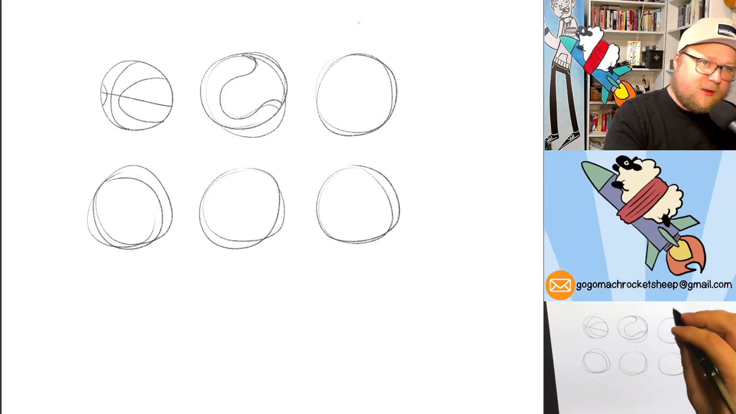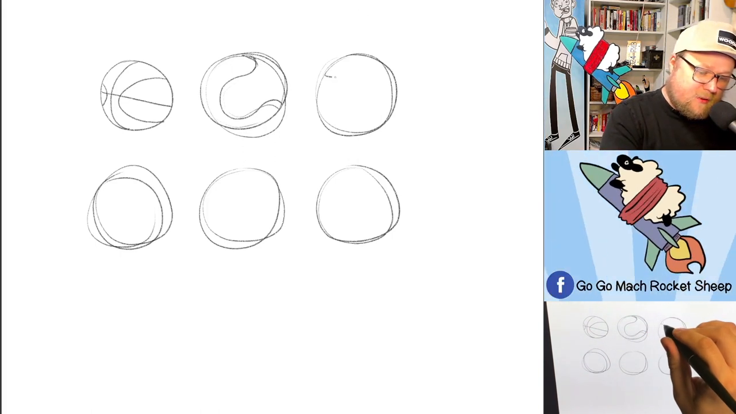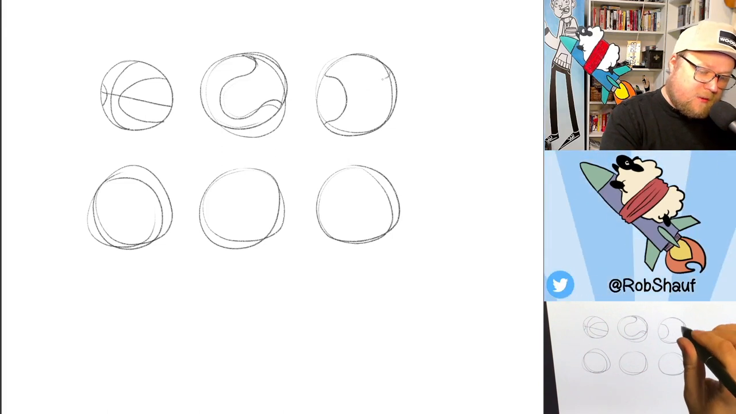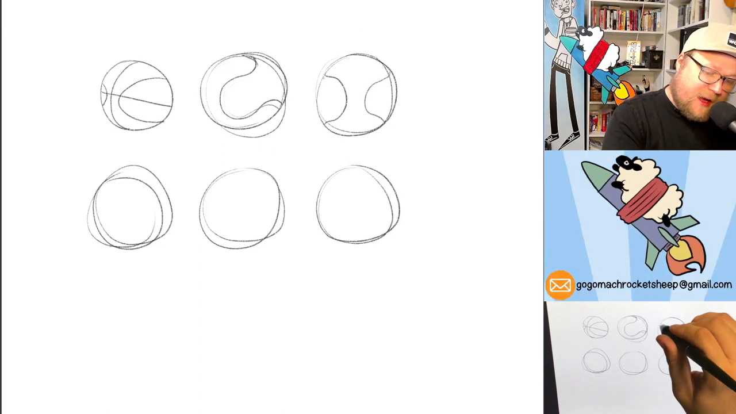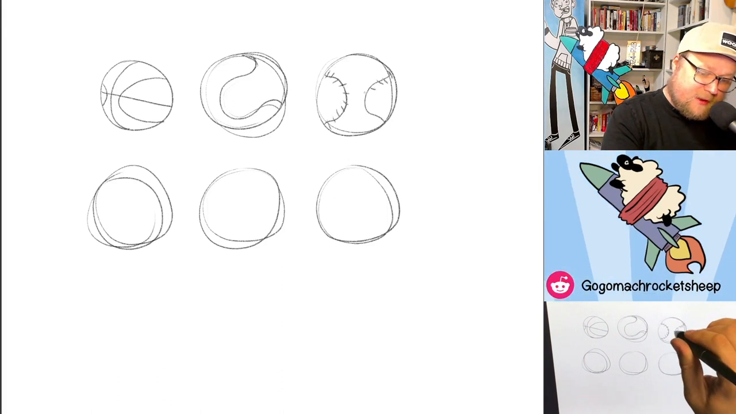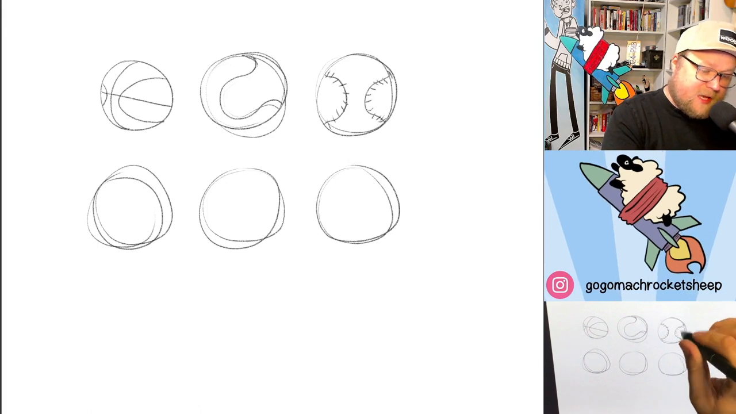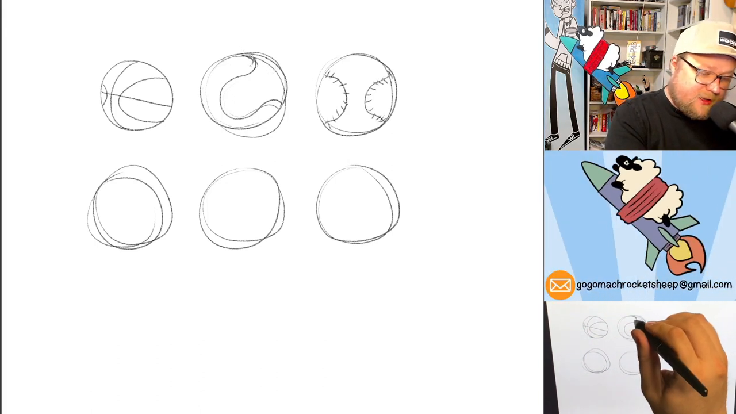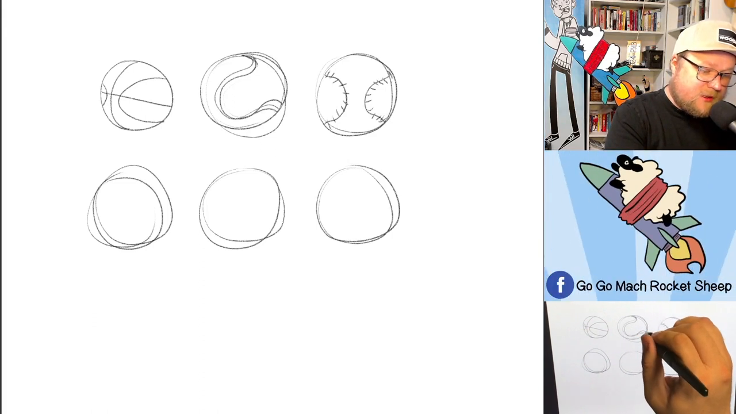Now, baseball is similar in that you go and then you add stitching. And usually the stitches are red and the ball is white. Usually with a tennis ball, this is green. This line is kind of thicker, actually, and it's white.